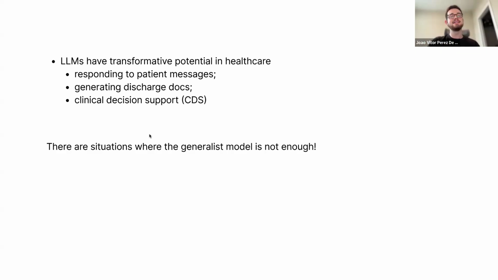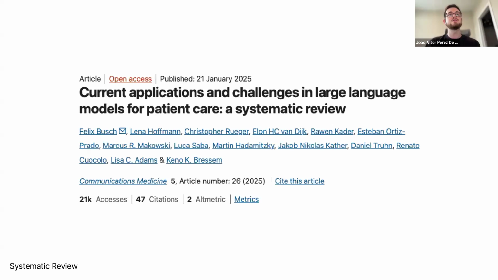But of course, there are situations where the generalist model is not really good. You don't want a model that is pretty good to take care of patients. You want a model that is perfect to take care of your patients. You don't want the model to make mistakes.